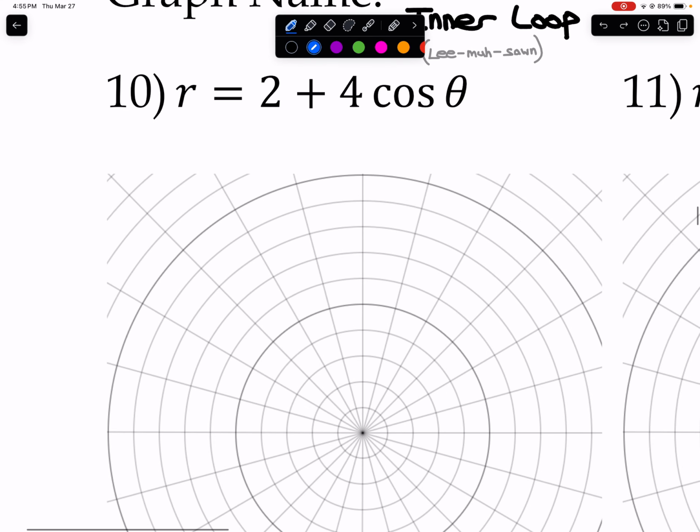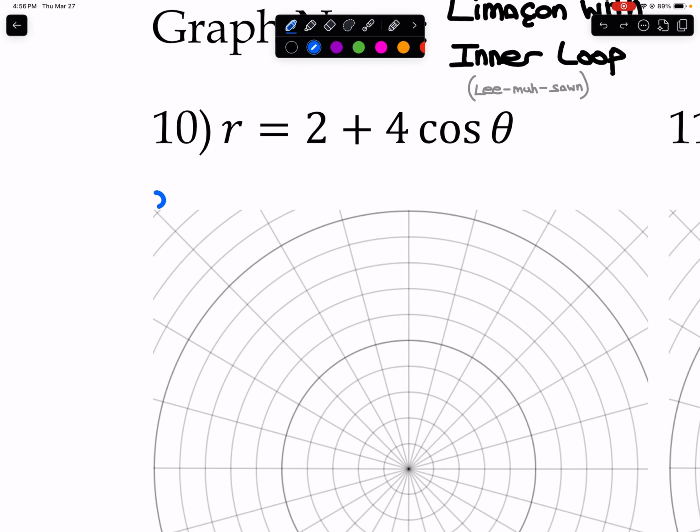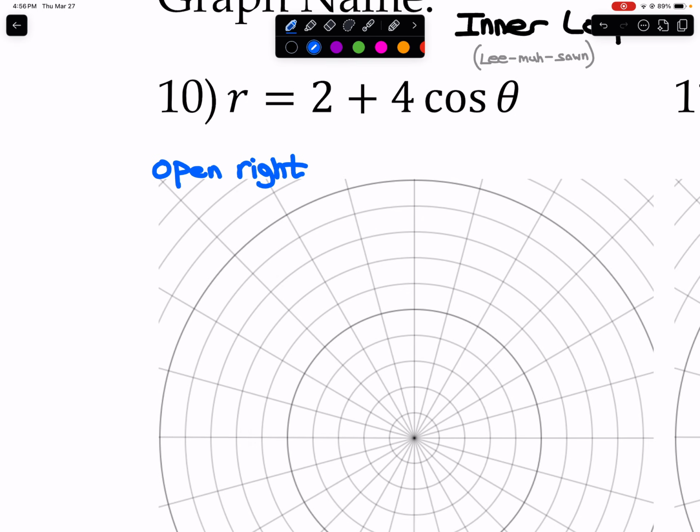I'm only going to do a couple of these. I'm not going to do all 4 of these. So with number 10, notice how we have a positive cosine. So positive cosine tells me that we're going to open to the right. And then because we're doing a cosine graph, what this tells me is we're going to have y-intercepts. And then the y-intercepts are going to be plus and minus whatever your a value is, which in this case is going to be 2. So that is going to generate your y-intercepts in this case.